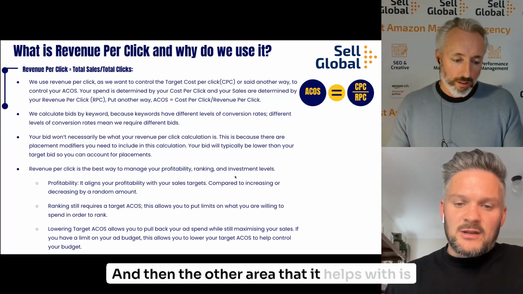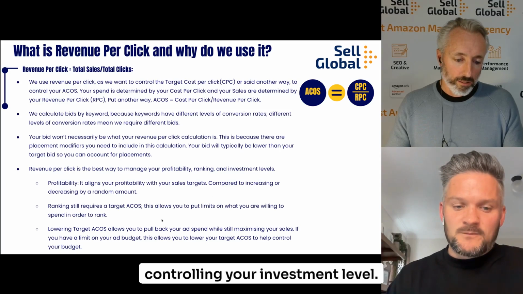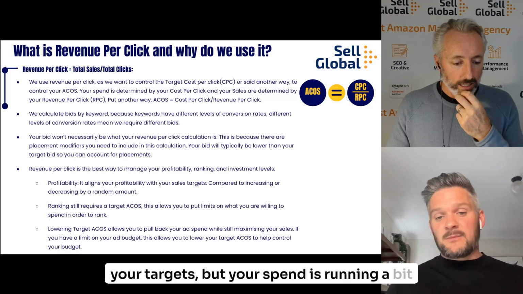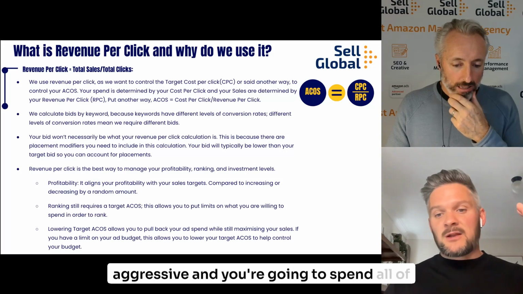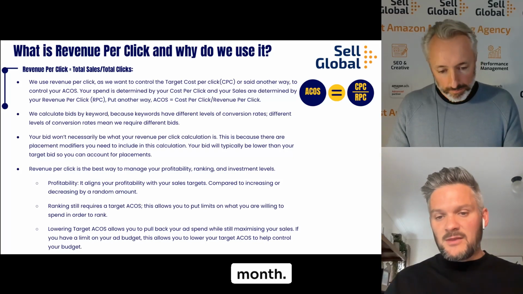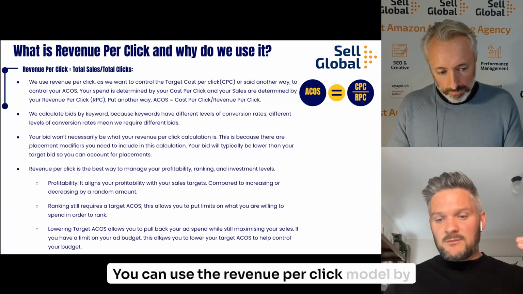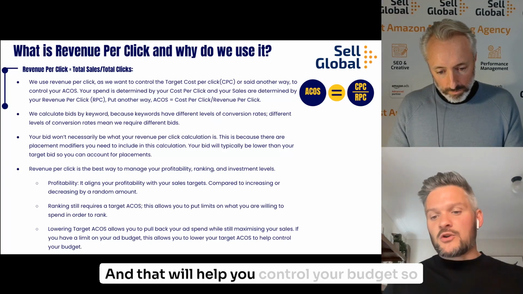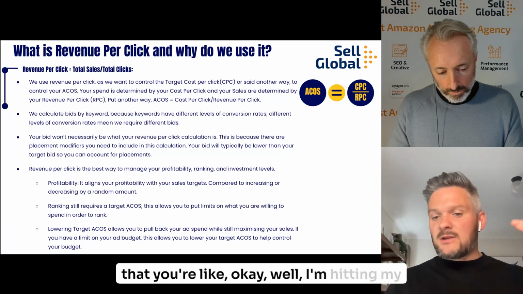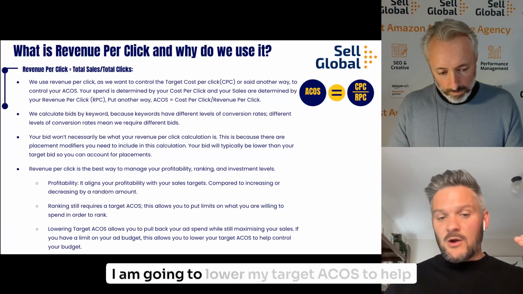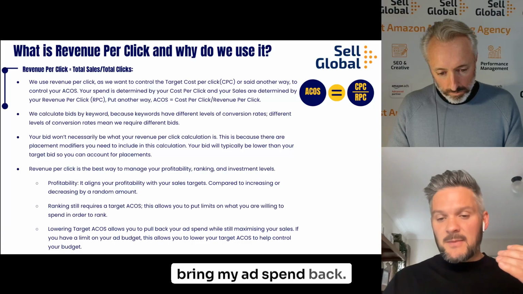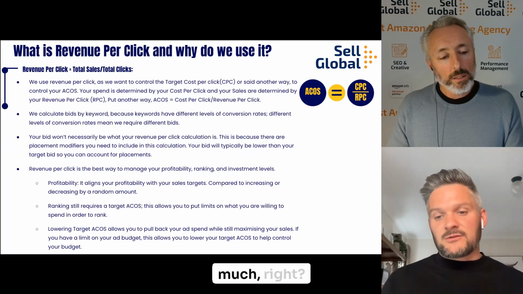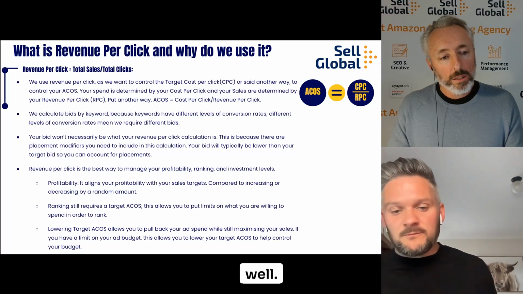And then the other area that it helps with is controlling your investment level. So let's say you're hitting all of your targets, but your spend is running a bit aggressive and you're going to spend all of your allocated budget before the end of the month. You can use the revenue per click model by reducing your target ACOS, right? And that will help you control your budget. You're like, okay, well, I'm hitting my objectives, I am going to lower my target ACOS to help bring my ad spend back, but without affecting my sales too much, right? And so that's a way of using it as well.